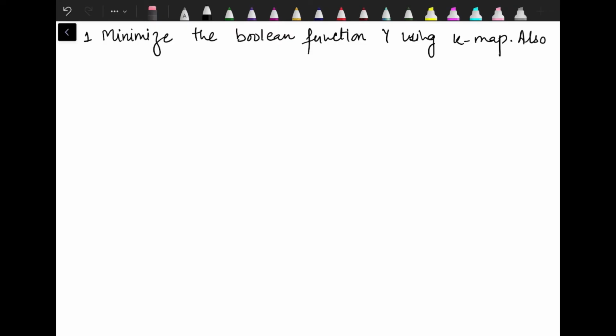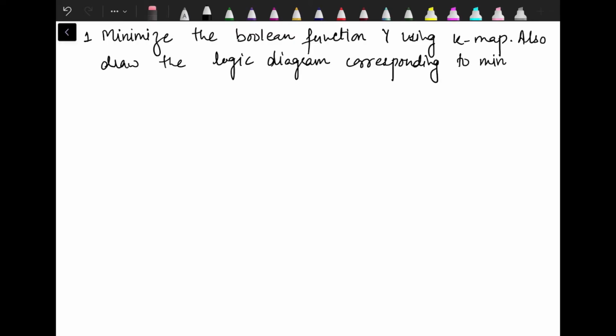Also draw the logic diagram corresponding to the minimized expression. Means firstly we need to minimize the function and then we need to draw the logic diagram as well using different gates. Now what's the Boolean function given?